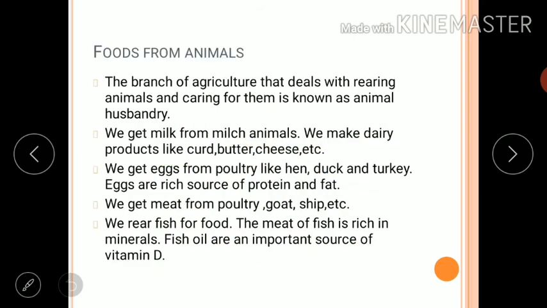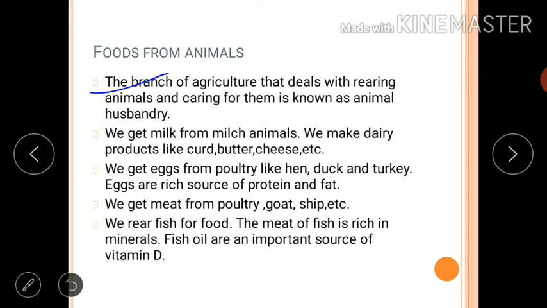Foods from animals. We use the help of many animals in many ways. Bullocks, horses, donkeys and so on help us to move things from one place to another. We get milk and meat from goat, sheep and cattle. We also get many useful products like wool, silk, leather and honey from animals. A branch of agriculture that deals with rearing animals and caring for them is known as animal husbandry.